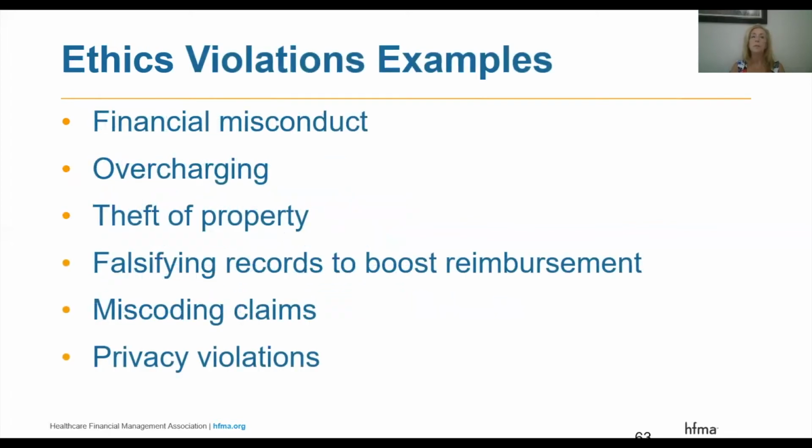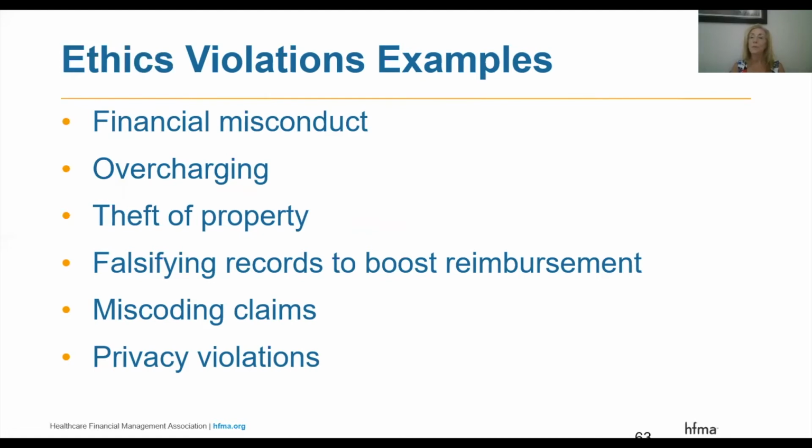So let's talk about some of the ethics violation examples that you may potentially see at a provider. Financial misconduct could be the failure to complete all the cash drawer reconciliation steps. This could result in incorrect payment receipts, posting and deposits, and an amount owing on the patient accounts. Overcharging: the physician enters a level 1, but the secretary decides to enter a level 3. Theft of property: hopefully we've all thought about this, but certainly taking home office supplies to help your child with a school project is an ethics violation.